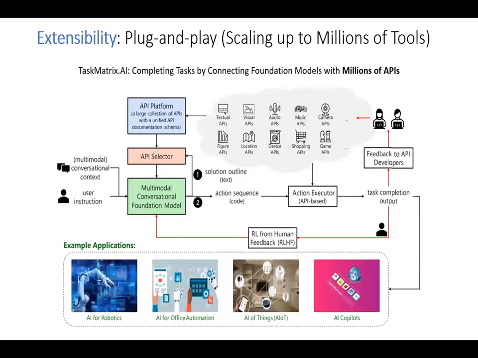As a grand vision, TaskMatrix.AI envisions that a large language model or multimodal large language model can serve as the allocator to connect even millions of APIs and may enable even advanced applications such as office automation, AI of things, robotics, or AI copilots.